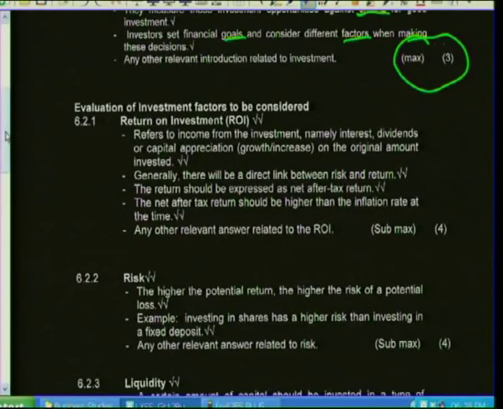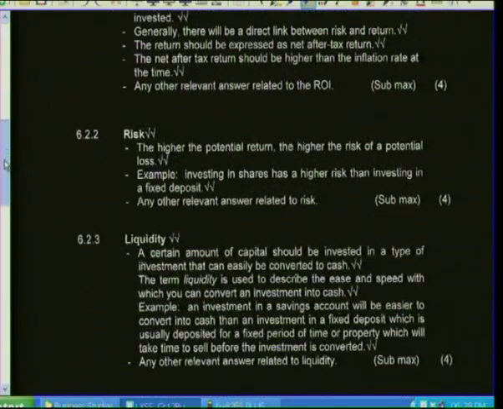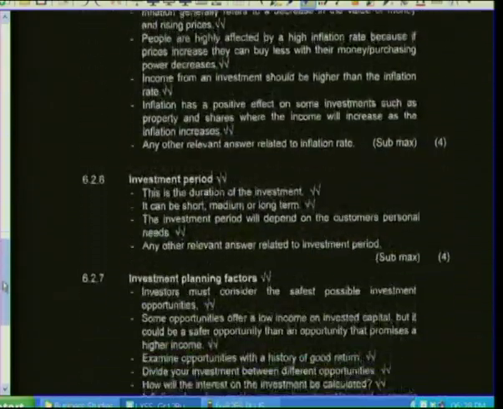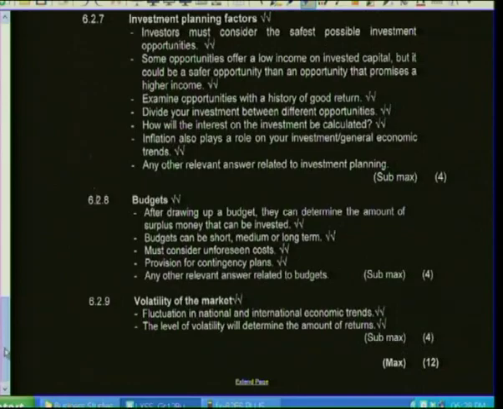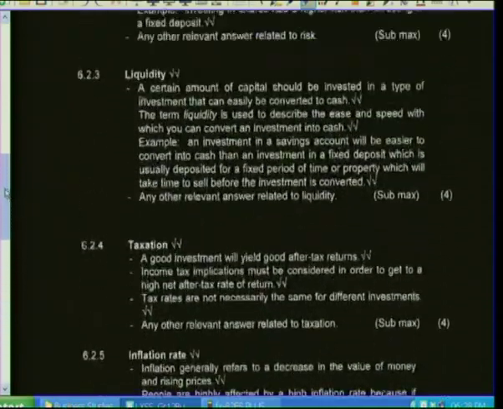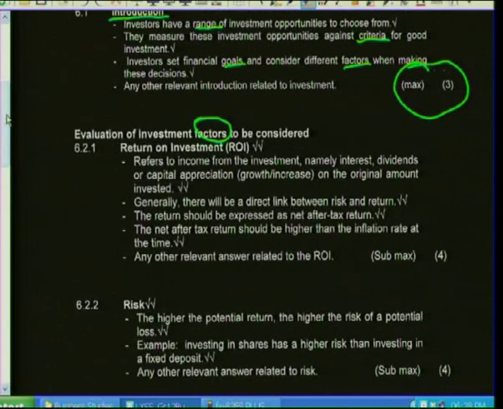Now, let's have a look here. The first thing that we're going to discuss is the factors that we have to consider when we want to invest. I've got the factors here. You will remember from your work, if you scroll down and have a look here with me, there are 9 factors that I need to take into consideration. We are going to discuss each one of them. The first one is return on investment.